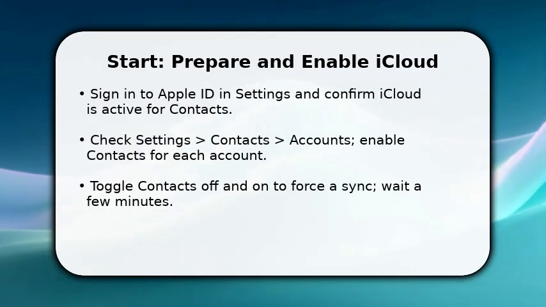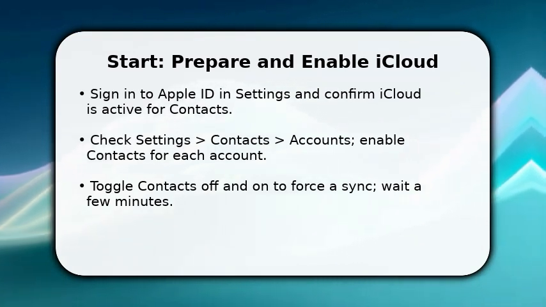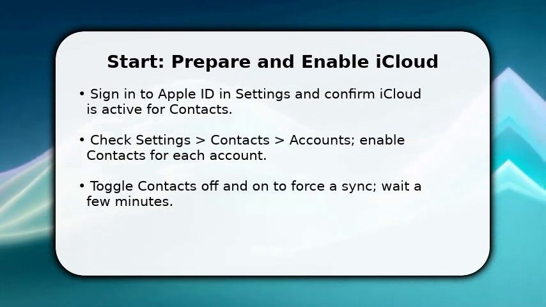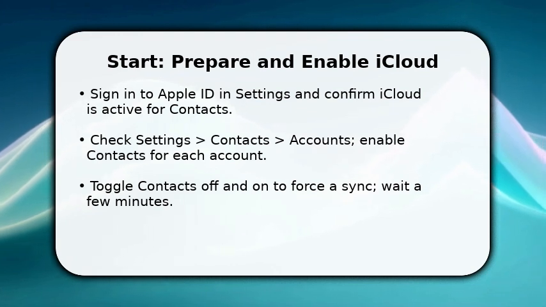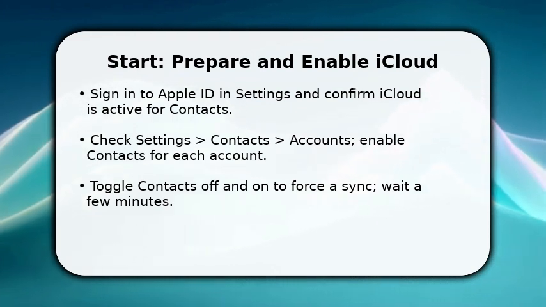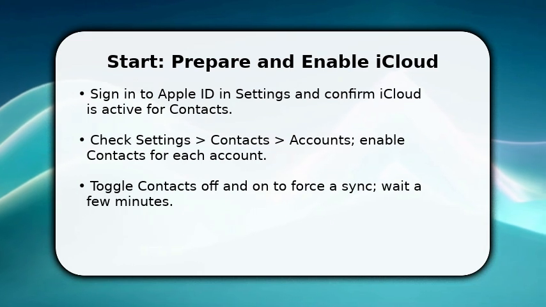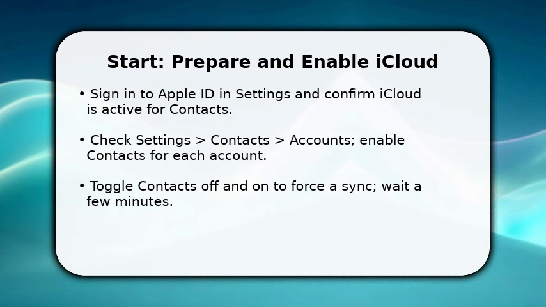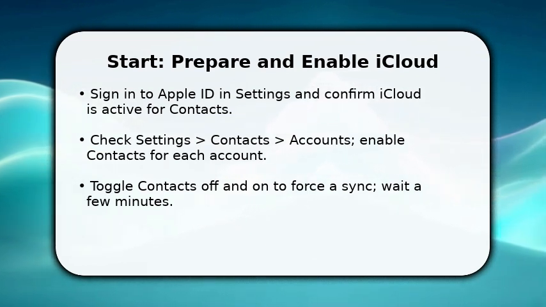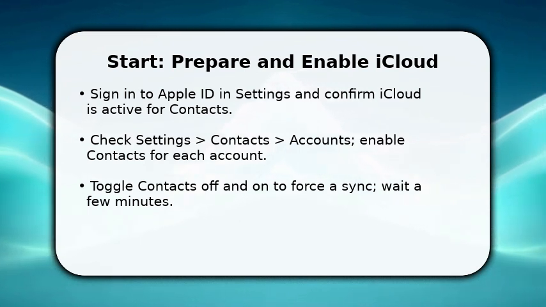You start by confirming the essentials. Your Apple ID is signed in and iCloud Contacts is enabled. Open Settings, tap your name, then iCloud, and make sure Contacts is turned on. Once done, go to Settings, Contacts, Accounts and enable Contacts for any Gmail or Exchange accounts you use. If Contacts was already on, toggle it off and back on to trigger a sync. This forces the phone to refetch entries from the cloud and can immediately restore missing contacts.